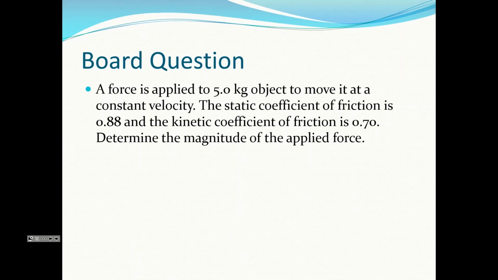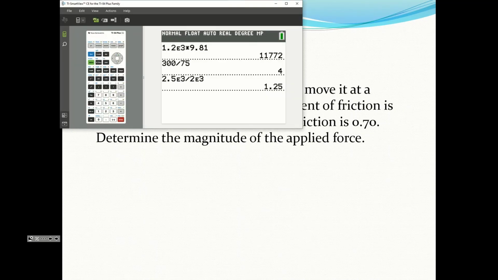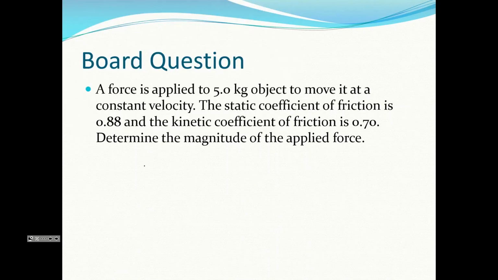So there's a force of friction, those are equal. There's a force of gravity here, which is just going to be mg, so let's calculate that. 5 times 9.81 meters per second squared. And that's going to be 49.05. So this is 49.05 newtons. So that means that our force normal is 49.05 newtons.